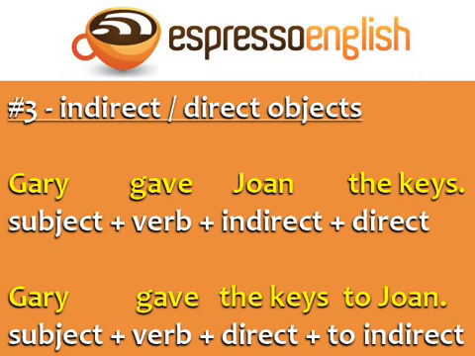In English, we can form the correct sentence in 2 ways. The indirect object often comes immediately after the verb. Subject, verb, indirect object, direct object. Gary gave Joan the keys. You can also put the direct object first and add to before the indirect object. Gary gave the keys to Joan. However, you can't put the indirect object first and use to.